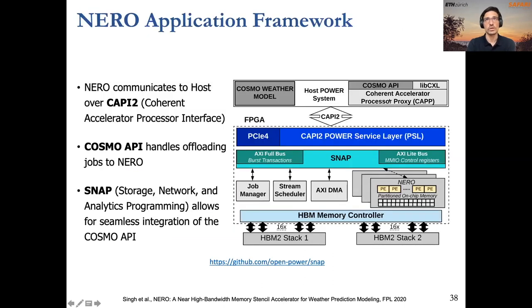And here you can see a view of the NARMADA application framework. NARMADA is a near high bandwidth memory stencil accelerator for weather prediction modeling. Here you can identify in the figure the host processor, the Power9 system, the CAPI interface, and here in the FPGA, you can see the different processing elements of the accelerator with the corresponding on-chip memory and the access, in this case, to two stacks of HBM2 memory through the HBM memory controller.